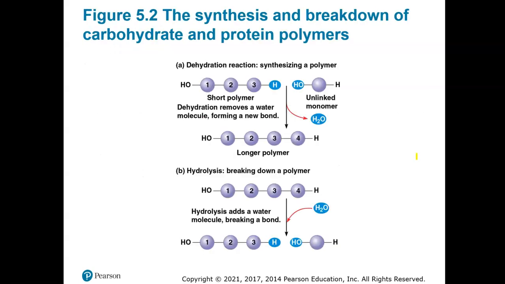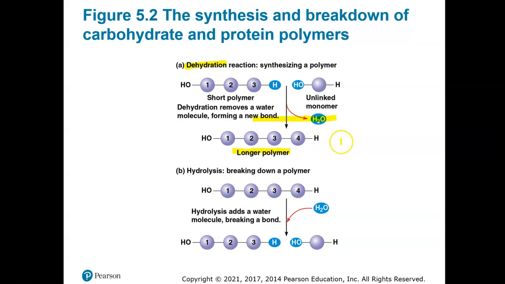Okay, so here we're looking at the dehydration and hydrolysis reactions of proteins. So when we are synthesizing a protein, a dehydration reaction would look like this. You would have a short polymer already. So these molecules 1, 2, and 3 are amino acids. They're going to be joined with another monomer or amino acid. And when they're joined together, a water molecule will be removed, and that's why the term dehydration is used. So it's synthesis because you're building a longer polymer, and it's dehydration because a water molecule is removed in the process.